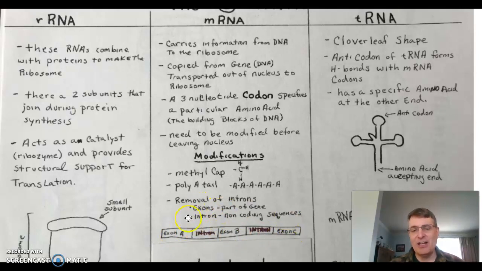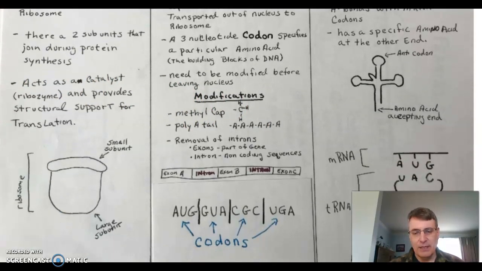So the exons are the actual part of the gene. So it'll remove these introns, it'll put these exons together, and then you'll have a functional messenger RNA transcript that can then leave the nucleus and make your protein when it hits the RNA. And we'll talk more about the codons and stuff next week when we actually work with the codon chart.